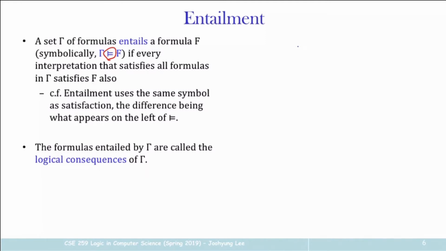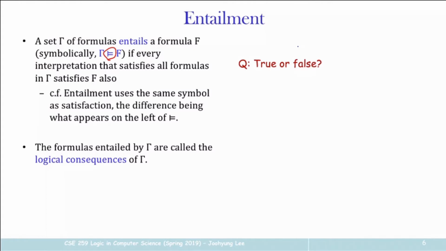There's also a terminology here. When you have gamma entails f, we call f a logical consequence of gamma. The intuition is this: if you believe that gamma is true, then you have to believe f is also true. That's what entailment is about. F is entailed by gamma. F is logically following from gamma. If you understand that gamma must be true, then you have to also understand that f is true. That's what it's saying.